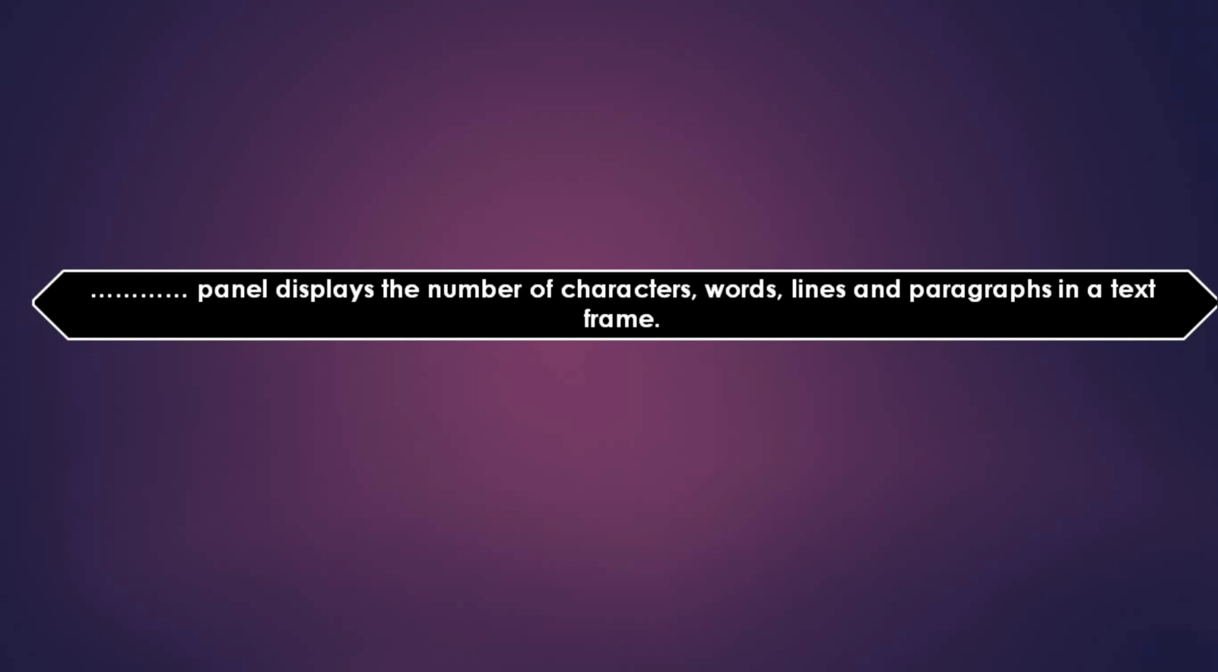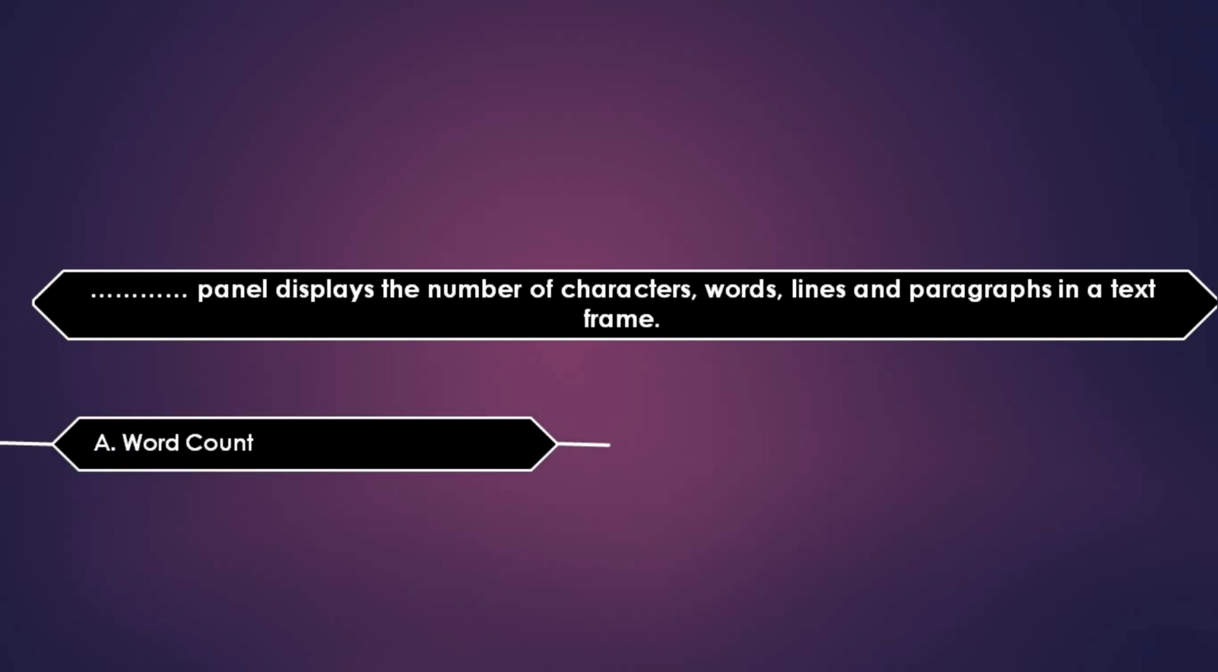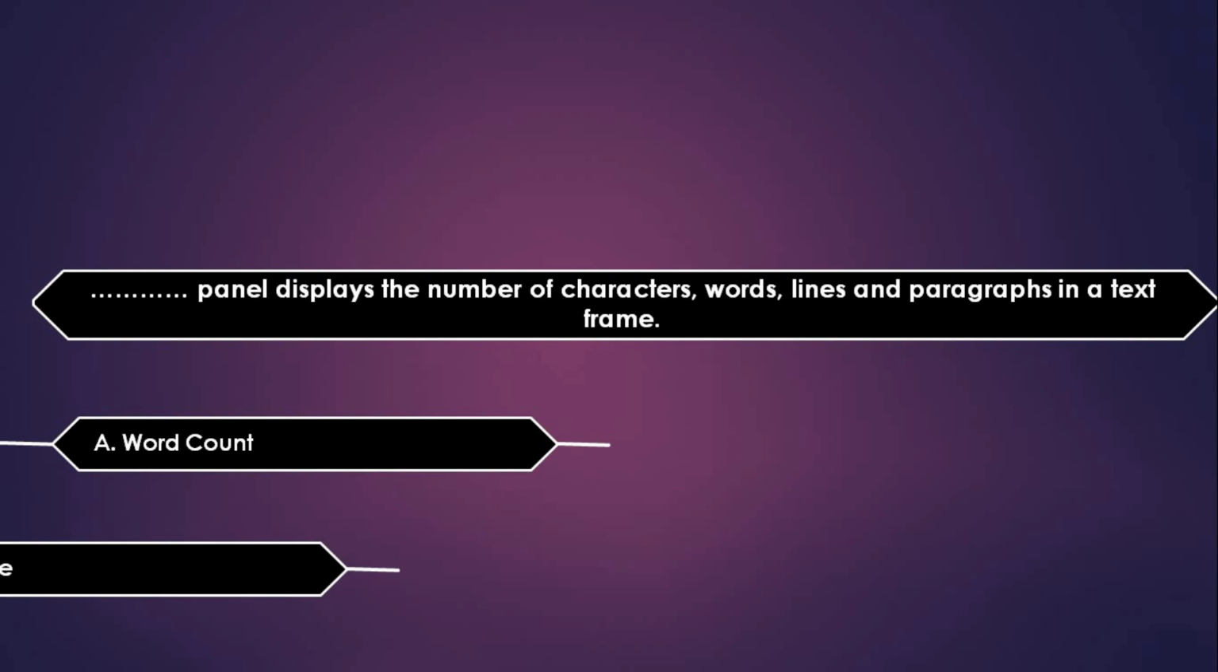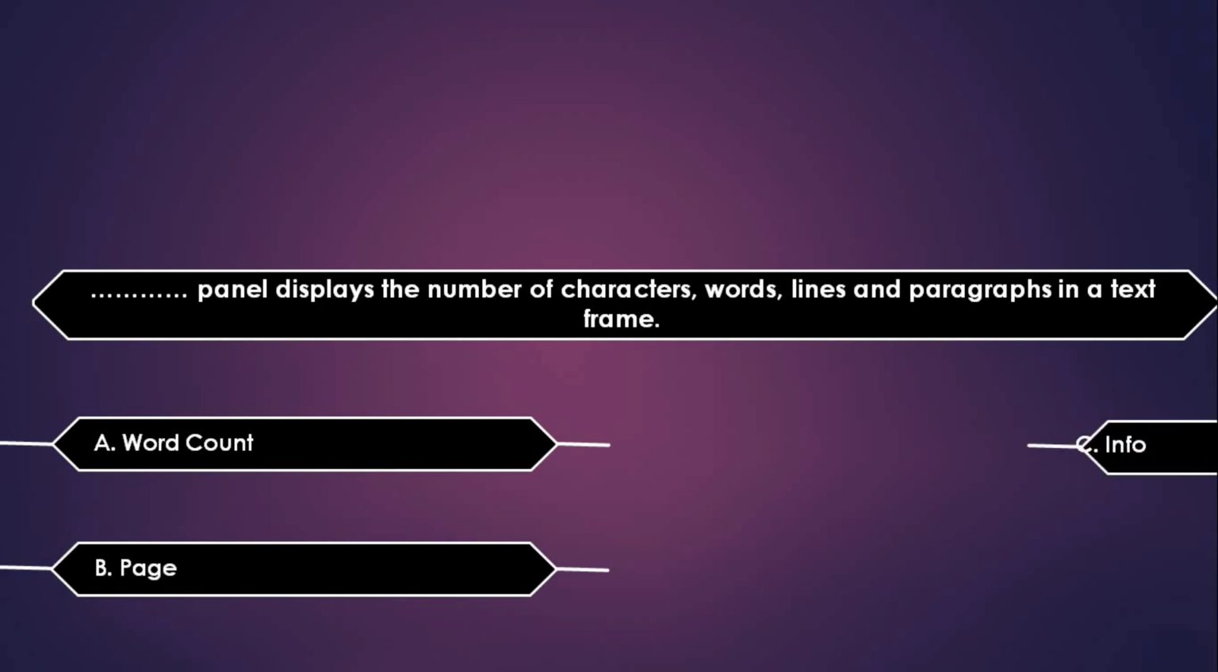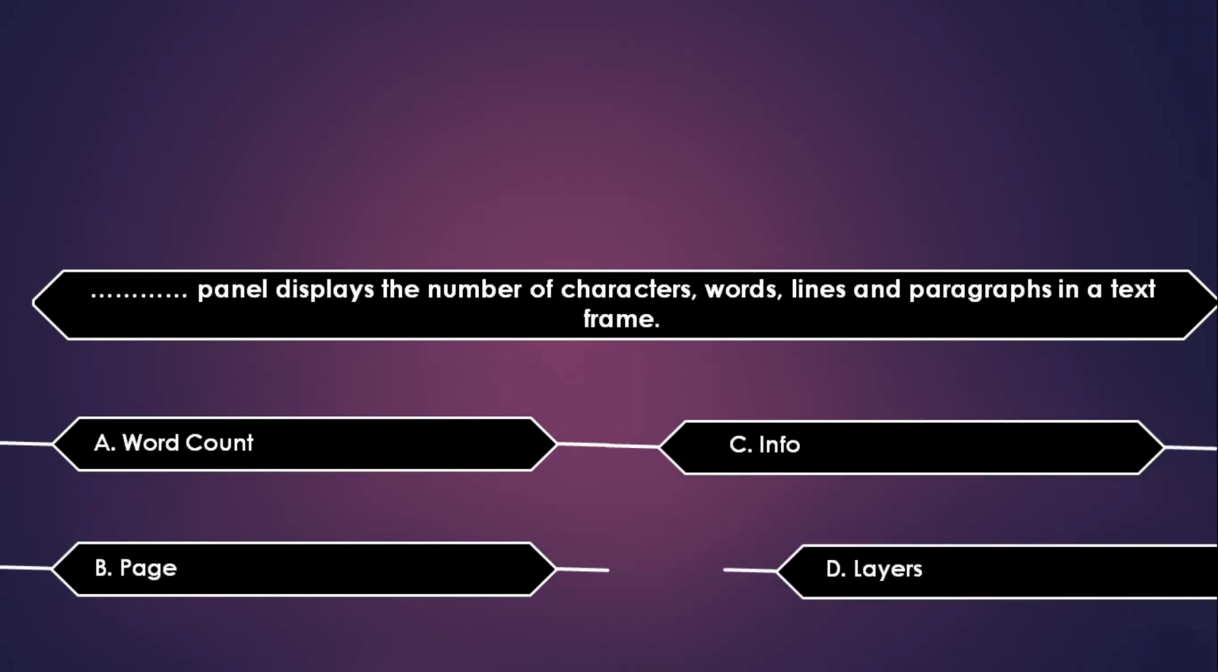Dash panel displays a number of characters, words, lines and paragraphs in a text frame. A. Word count. B. Page. C. Info. D. Layers. The right answer is Info panel. Info panel displays a number of characters, words, lines and paragraphs in a text frame.